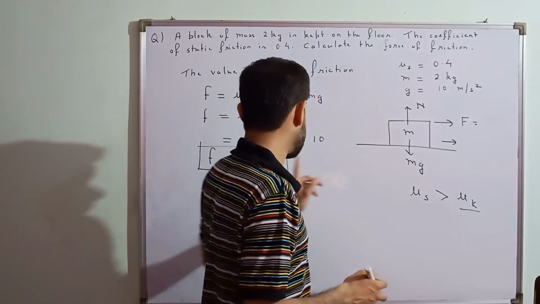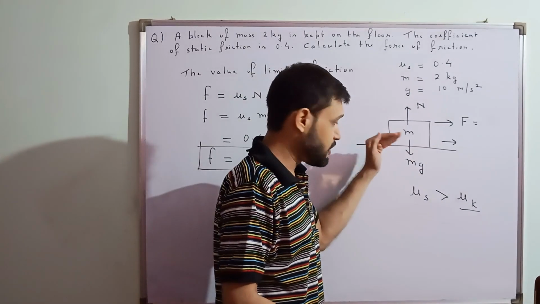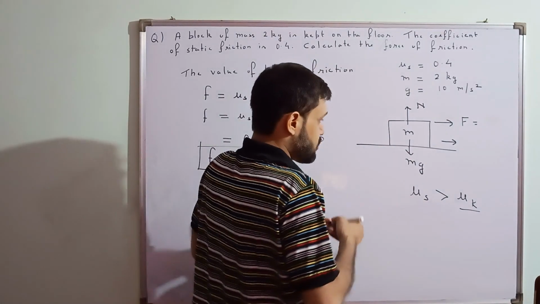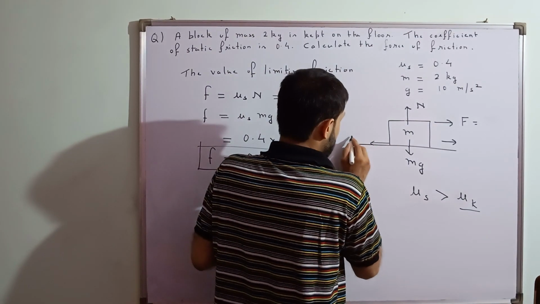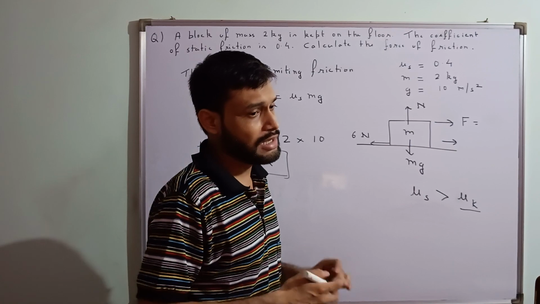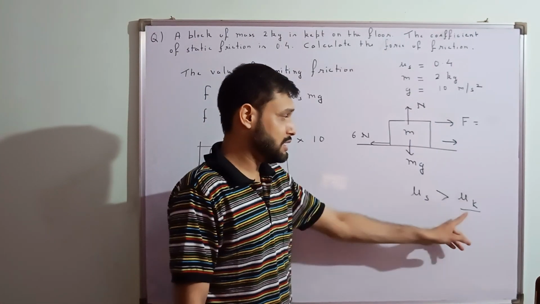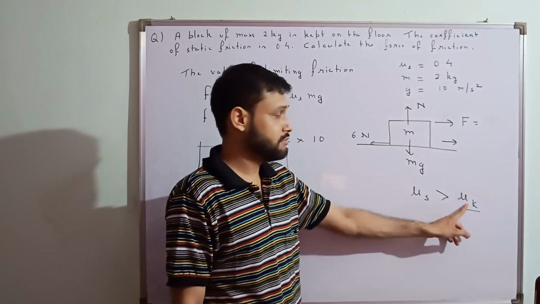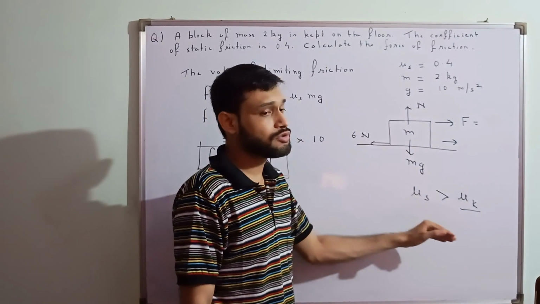Earlier, the maximum static friction was 8 Newton. Now the nature of friction has changed. The friction has reduced a little bit. Now the maximum friction it can offer is, let's say earlier it was 8 Newton, maybe now it can offer 6 Newton only. Isn't it? Are you getting this thing? Because this coefficient of kinetic friction is less than the coefficient of static friction. The friction has reduced a little bit.